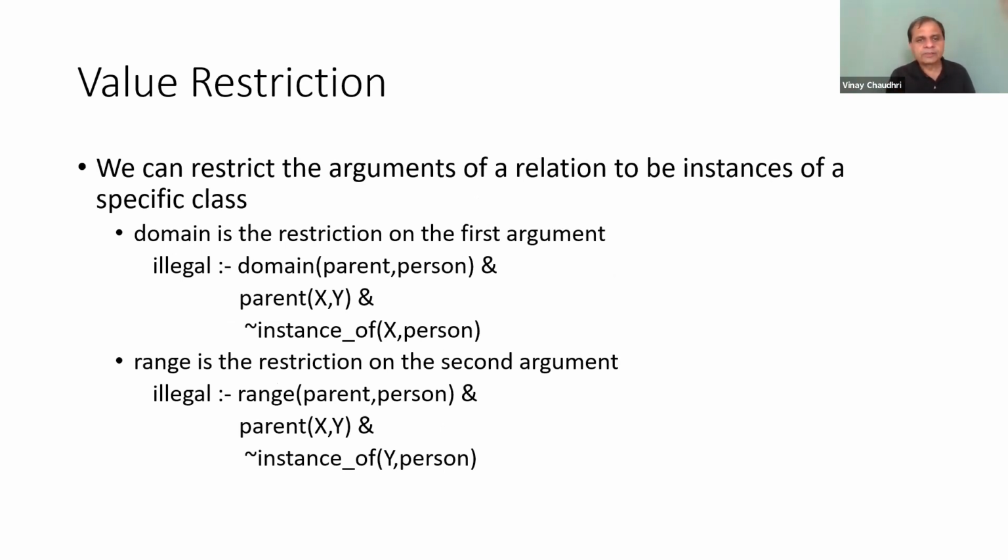So for example, if we had a parent relationship, we could state that if X is a parent of Y and X doesn't happen to be an instance of the class person, whereas the domain of that relation parent is person, then that's illegal. Okay, and similarly, we can define the constraint on the second argument, which is usually referred to as the range of the relation.